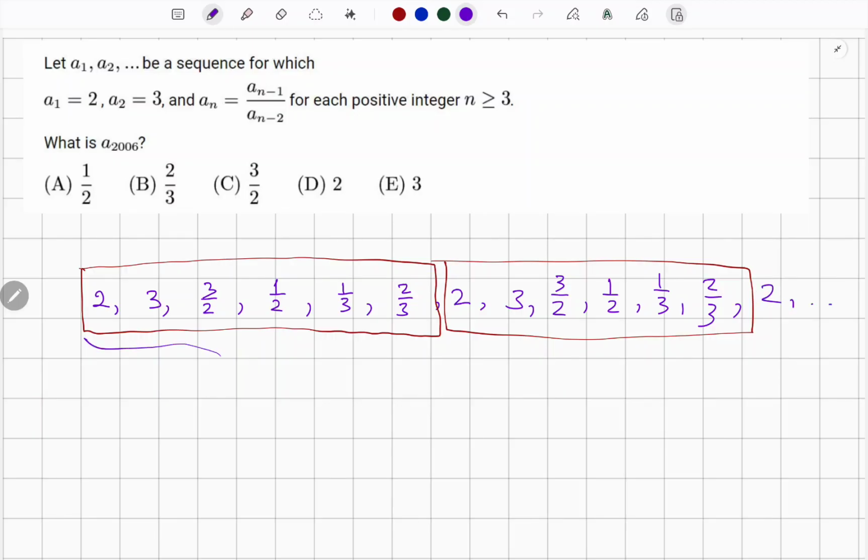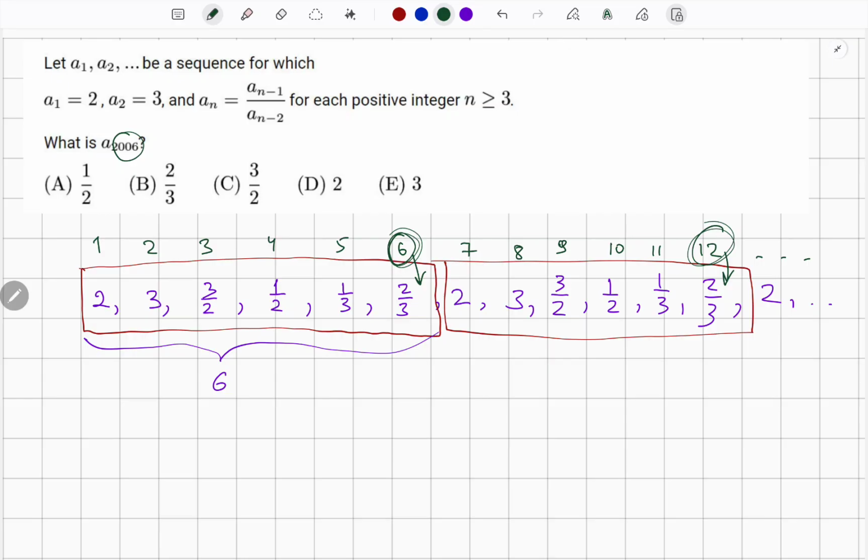So again, I determine the number of elements in the first period. It's 6 elements. And let's write down the order numbers: 1, 2, 3, 4, 5, 6, 7, 8, 9, 10, 11, and 12, and so on. So I'm interested in order numbers which are multiples of 6. That is, I'm interested in the 6th term, the 12th term. They're all 2/3. That's a nice pattern.